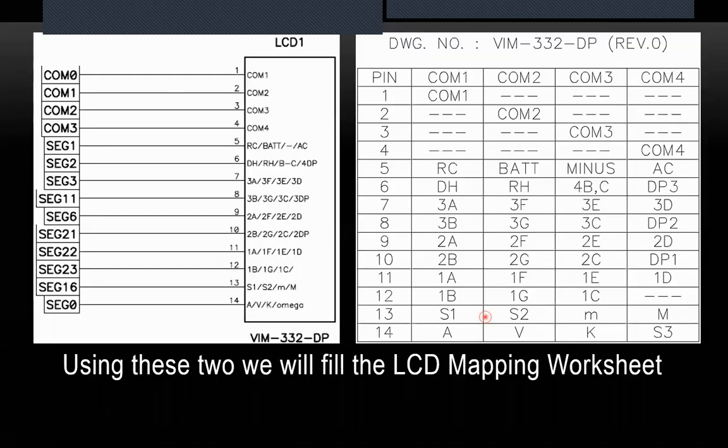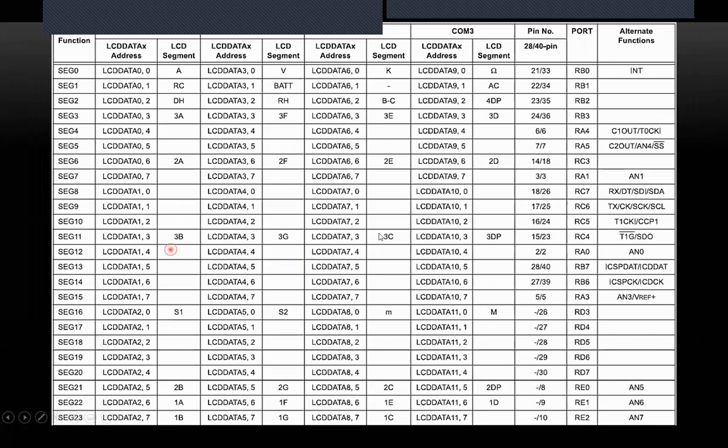So this is based on the hardware connection in the schematic diagram. Based on the hardware connection, first we fill this LCD mapping sheet, and then whenever we want to display any symbol on the LCD screen, we'll have to set these bits of the registers given here. So LCD data 2 register and bit number 5. If we set this bit, then the 2B symbol will be displayed on the LCD screen. Similarly, if you want to display the milli symbol, then LCD data 8 register bit number 0. If we set that bit, then the milli symbol will be displayed on the LCD screen.